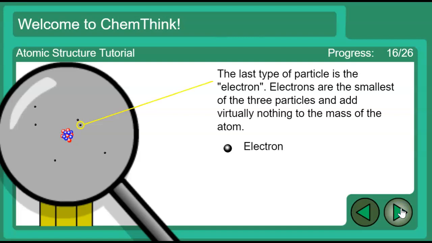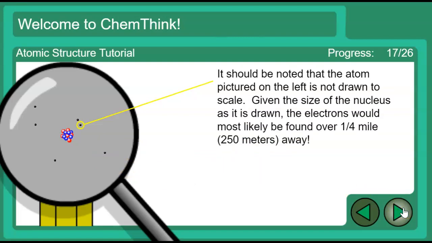The last type of particle is the electron. Electrons are the smallest of the three particles and add virtually nothing to the mass of the atom. In other words, they're so light that they don't add any weight or any mass to the atom. So the electron is represented by these little dark spots here. It should be noted that the atom pictured on the left is not drawn to scale.